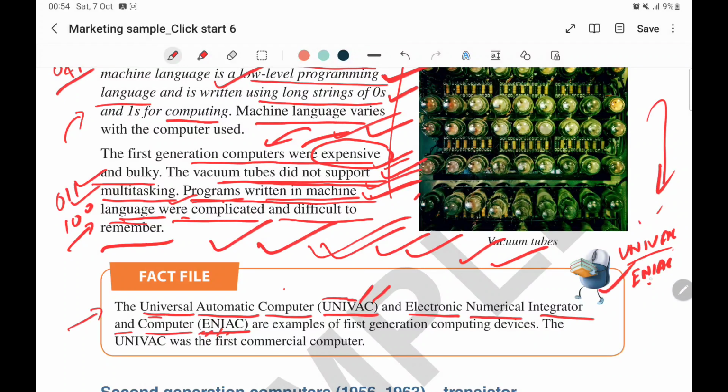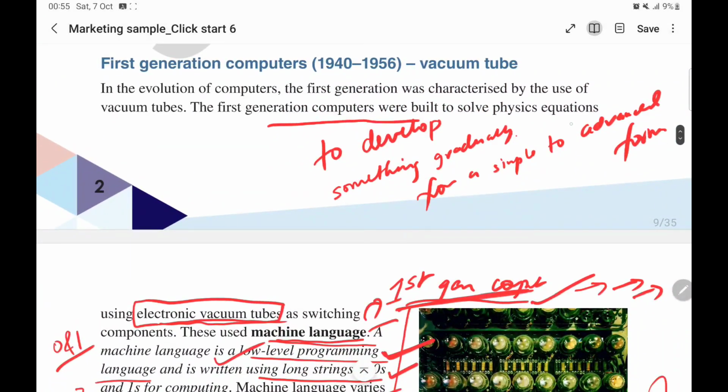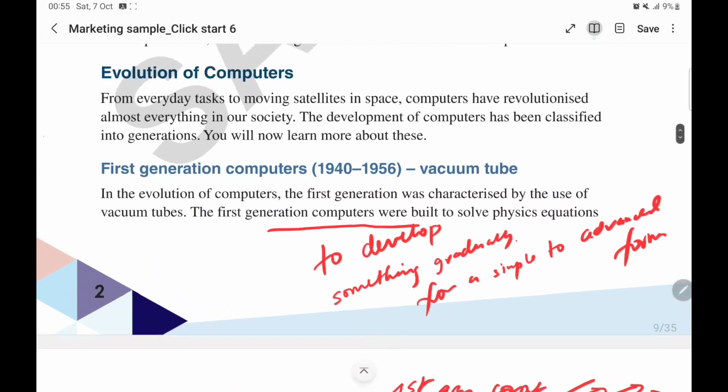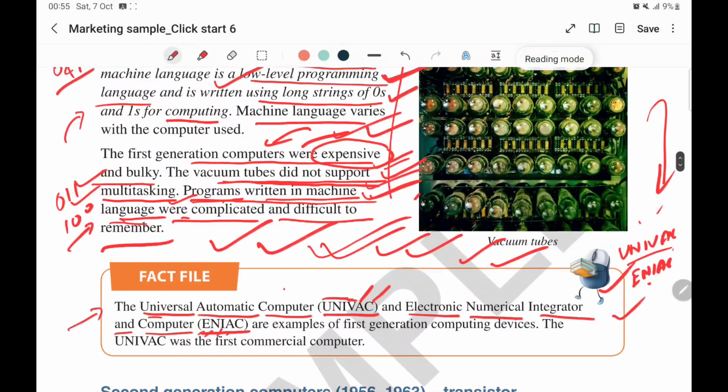What is a UNIVAC computer? What is an ENIAC computer? UNIVAC is nothing but a computer from the time of the first generation computers. So these computers are from the time of first generation computers, between 1942 and 1956, during which vacuum tubes were very much famous. During those times there were two computers which were also very much famous.